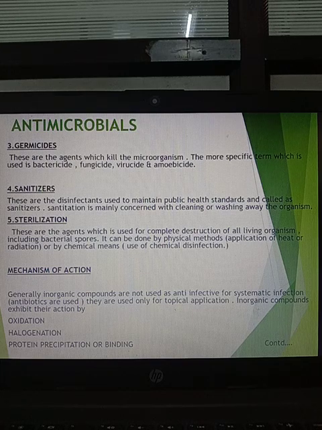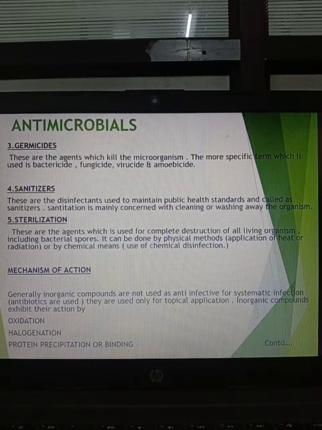Sterilization. These are the agents used for complete destruction of all living organisms, including bacterial spores. It can be done by physical methods, so application of heat or radiation, or by chemical means, the use of other chemicals. So sterilization can be done through different methods like boiling of water, UV light, and laminar airflow, different types.